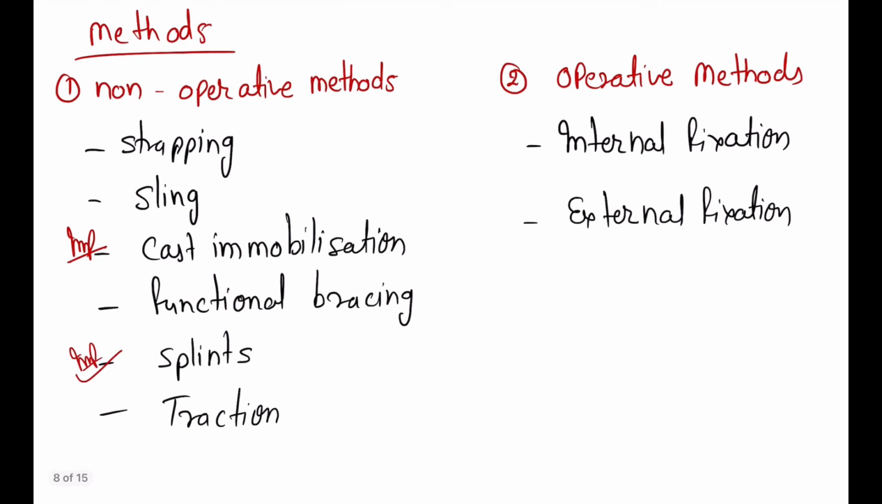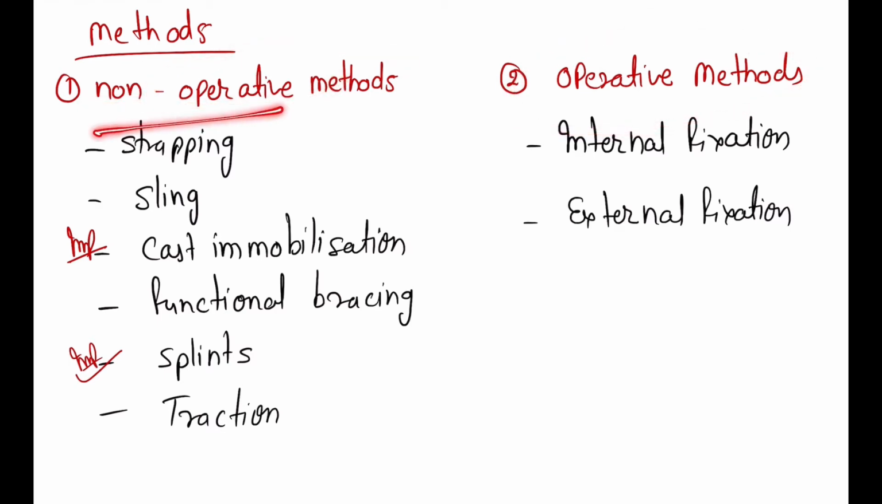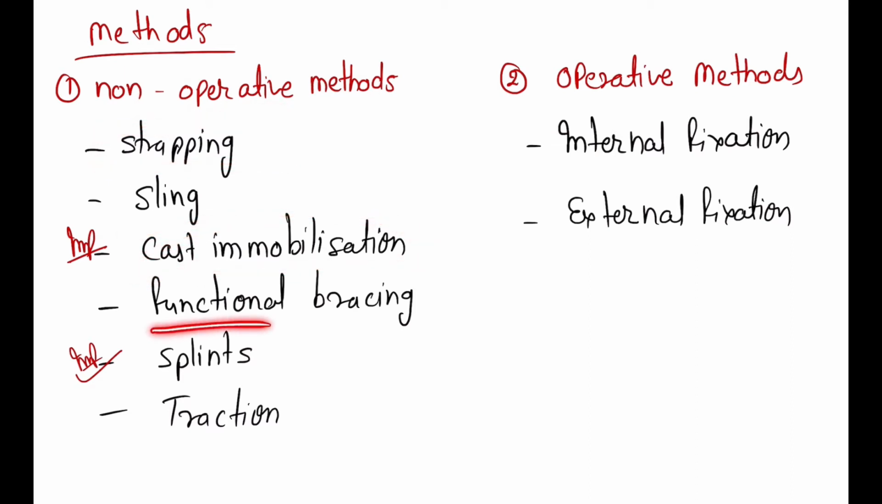Then methods of immobilization. What are the methods of immobilization? These are non-operative methods and operative methods. In non-operative methods, we have strapping, sling, cast immobilization, which we call plaster of Paris, functional bracing, splints, and traction. Then operative methods. In operative methods, we have internal fixation and external fixation, right?